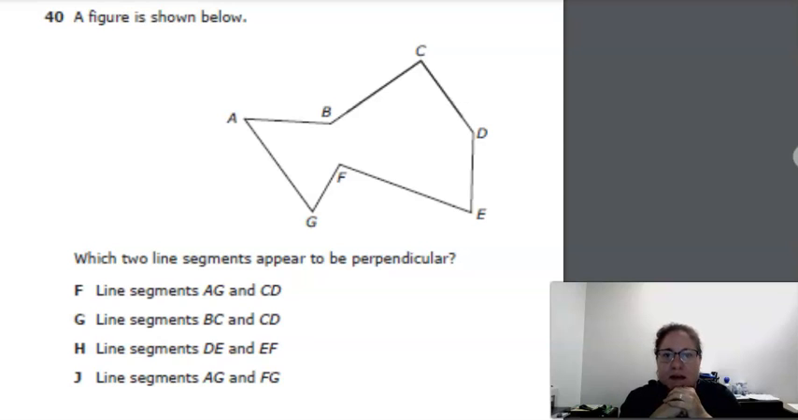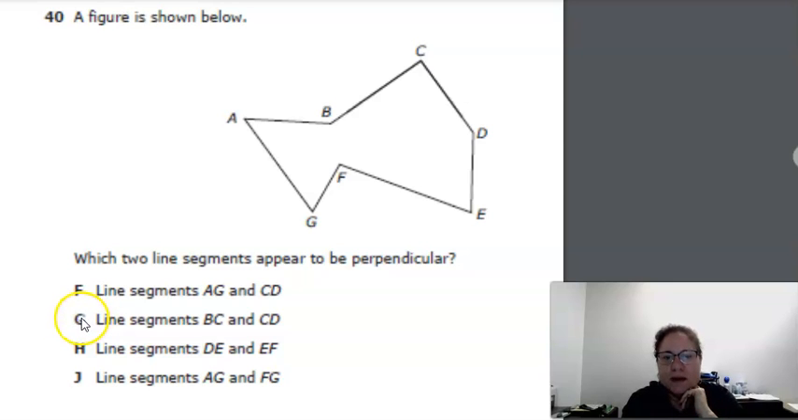So let's say letter F, AG and CD. Are those ever going to intersect? AG and CD are parallel to each other. They're not going to intersect, so they're not going to be perpendicular lines. What about letter G? Line segments BC and CD. Yes, okay, so if those line segments were to continue, they're going to cross over each other and form 90-degree angles. So the answer is G.